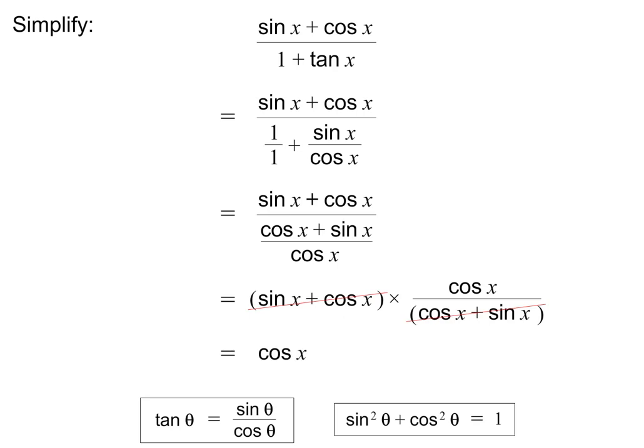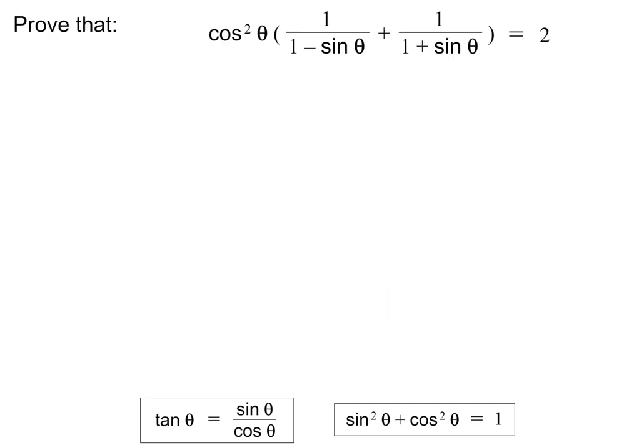This gives the final simplified answer of cos x. Please pause the lesson if you need more time to check my working. Let's see how to use the two identities to help prove the following statement. In cases like this, we talk about the left-hand side and the right-hand side. What we need to do is to show that the left-hand side is equal to the right-hand side.